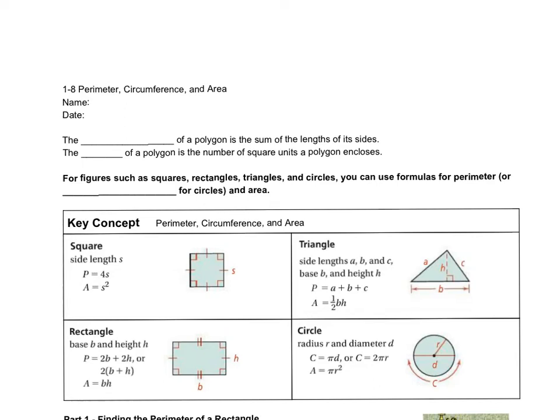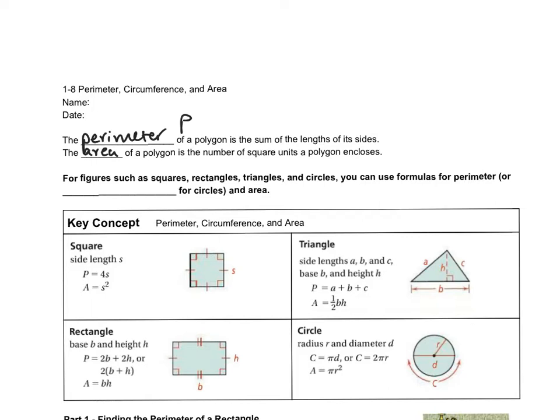Lesson 1.8 is about perimeter, circumference, and area. The perimeter, or P, of a polygon is the sum of the lengths of its sides. The area of a polygon is the number of square units a polygon encloses.